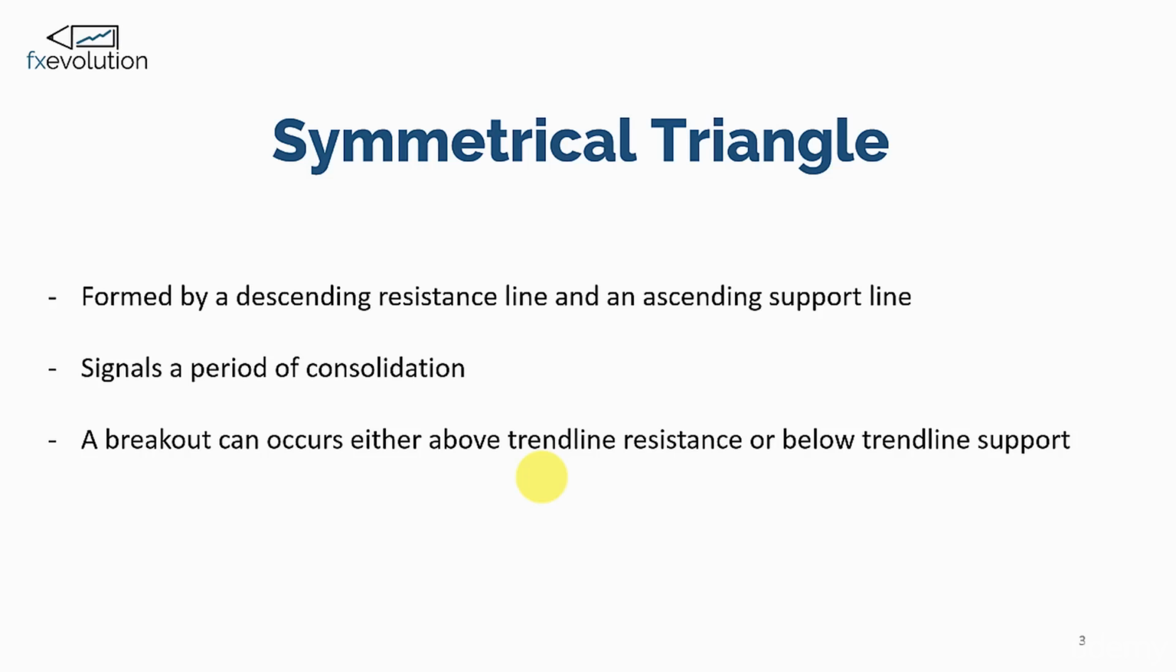Symmetrical triangles are formed by a descending resistance line and an ascending support line. They also signal a period of consolidation, and a breakout can occur either above the trendline resistance or below the trendline support. So we don't generally have a bias on the trend when we're looking at these symmetrical triangles. We're just looking at which way it breaks.